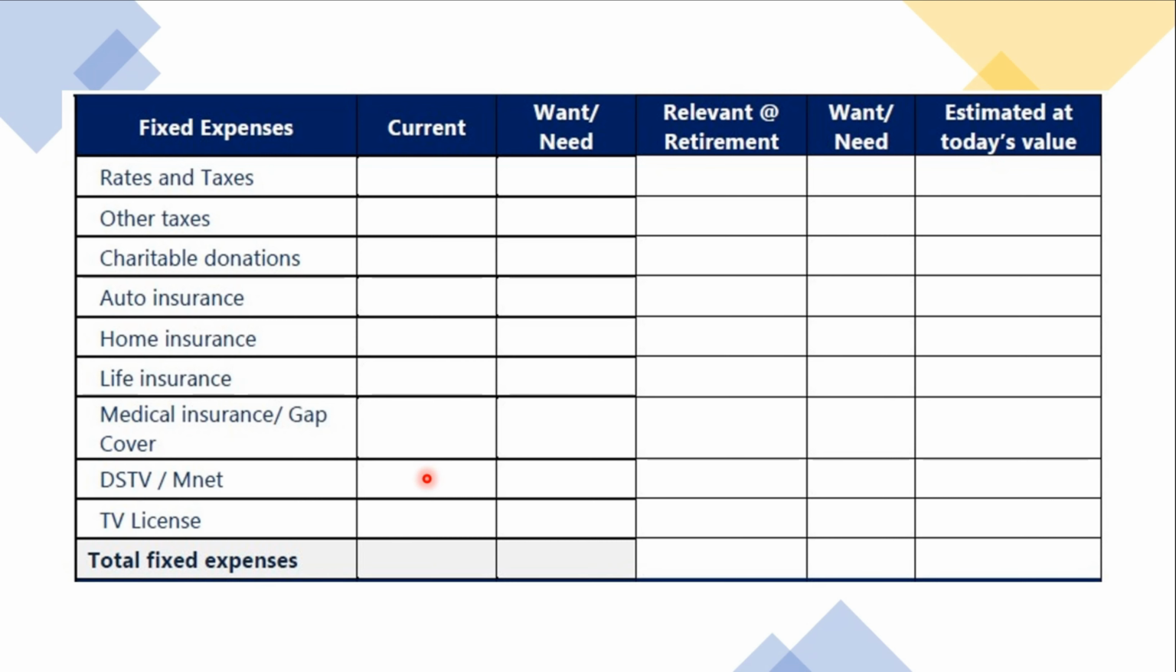Then also M-Net or DStv. Now, I really hope you don't tell me that's a need, but of course it's your opinion. Then you're going to do TV license. Important to know, TV license will only be a fixed expense if you pay it monthly, which I believe is 25 Rand. If you pay it yearly, annually, it will be a variable expense, which we're going to talk about now. Remember, variable, it varies. It changes, it's not the same. Then you have your total. Please always complete all totals for me.